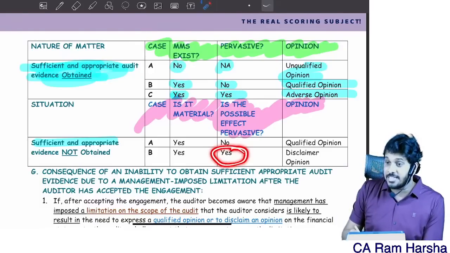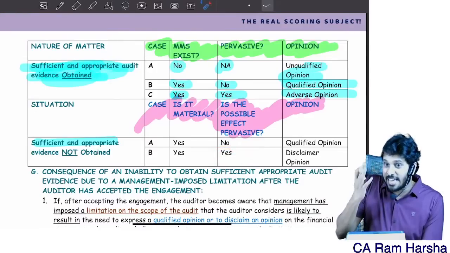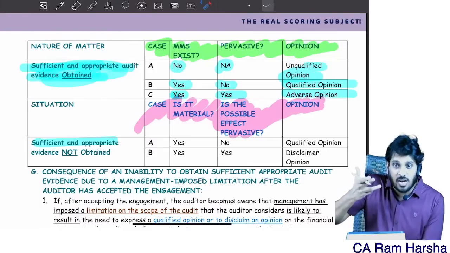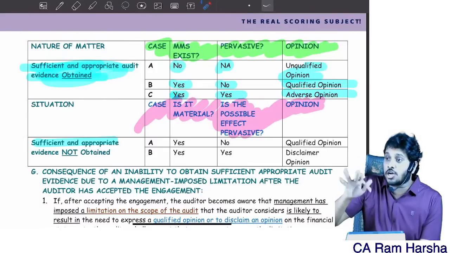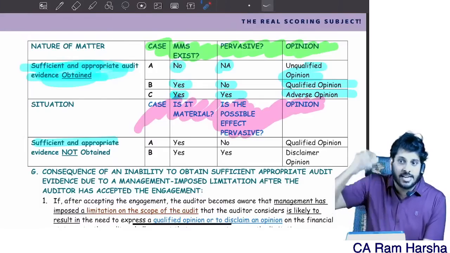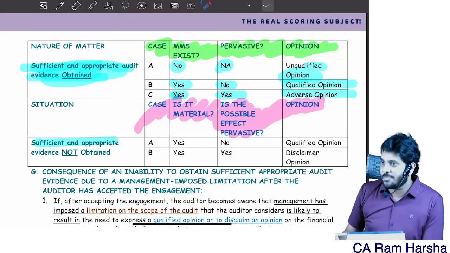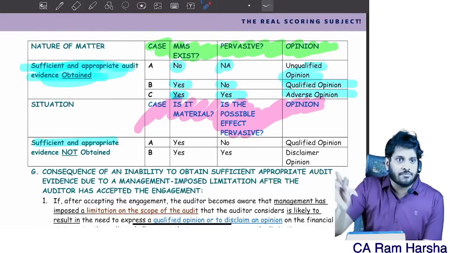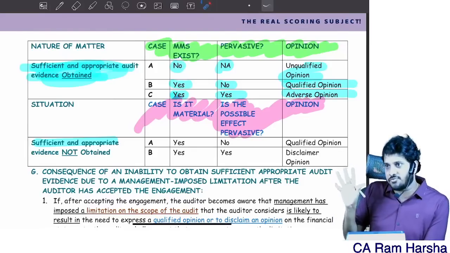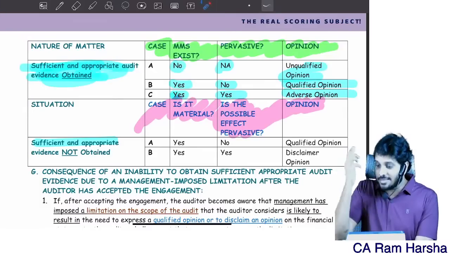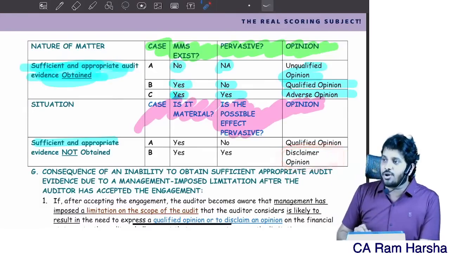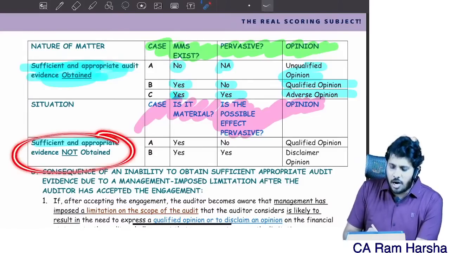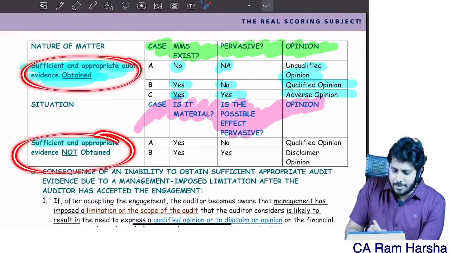Suppose it is pervasive, meaning ignoring this, I can't give an opinion. Keeping this aside, I cannot give a qualified opinion. A qualified opinion will not be enough to communicate the gravity of the situation. If I keep this aside and want to give a qualified opinion, that is not sufficient. That is not just material, it is pervasive. At that time, what will I give? Disclaimer of opinion.